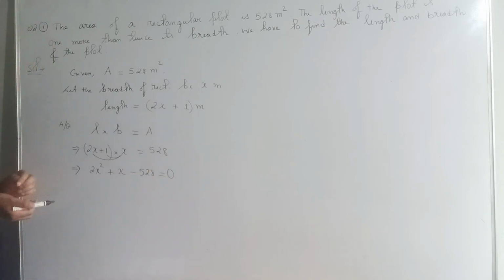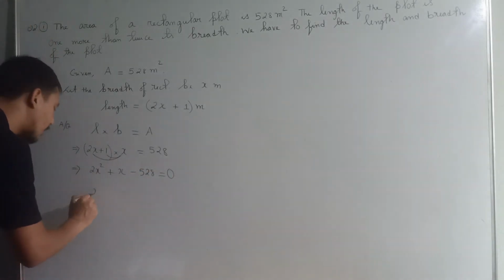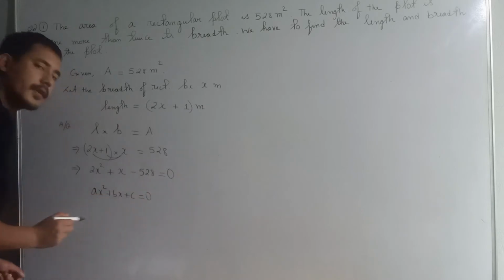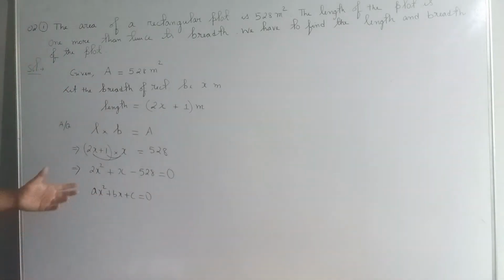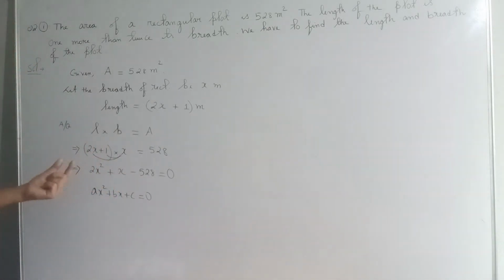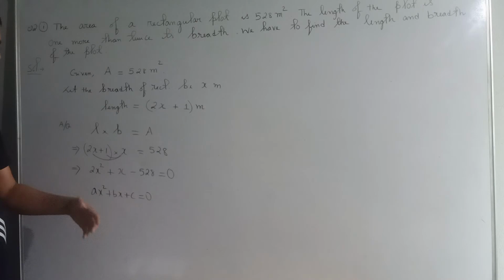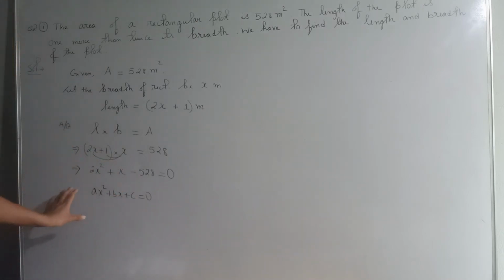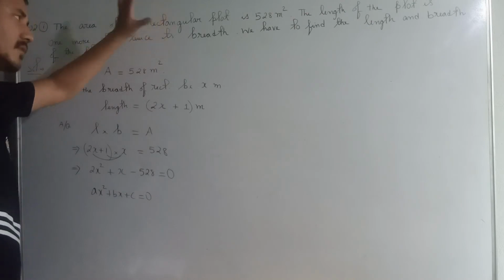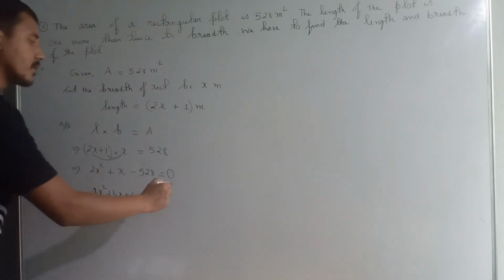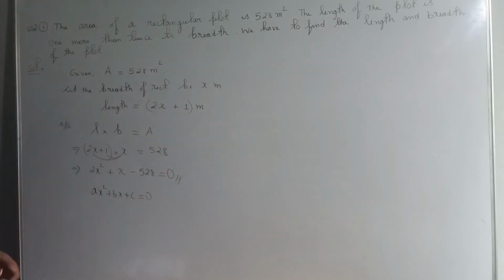Now look at this equation. Is the equation in the form ax squared plus bx plus c equal to 0? Yes. Here, since in this equation the highest power of the variable is 2, the order of the equation is 2, so we have represented the given situation in the form of a quadratic equation. That's all. Now let us go for Roman 2.